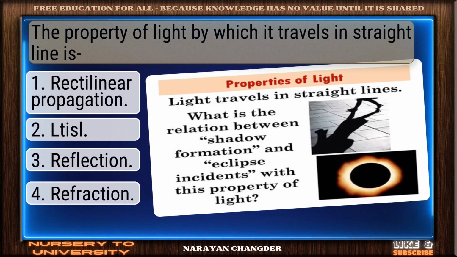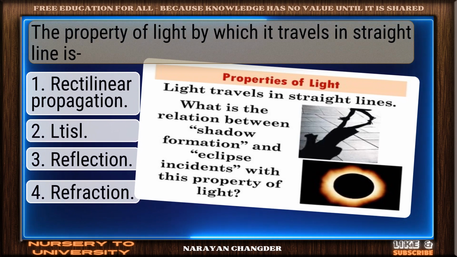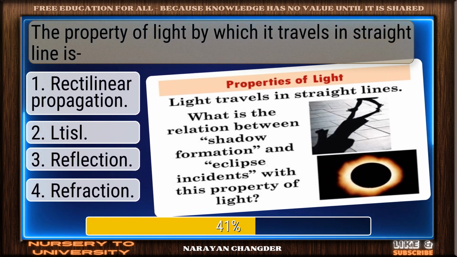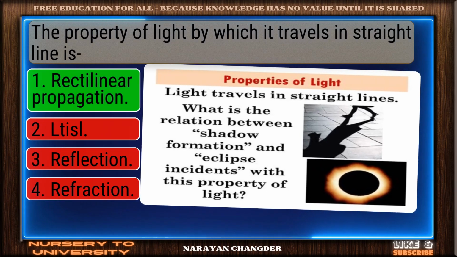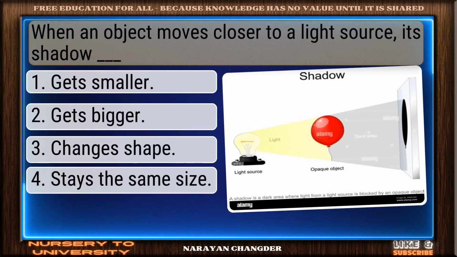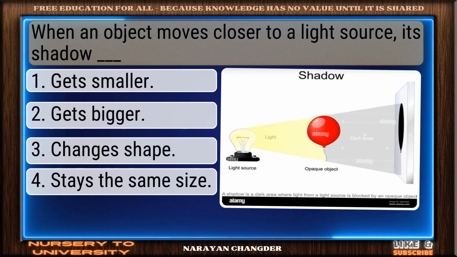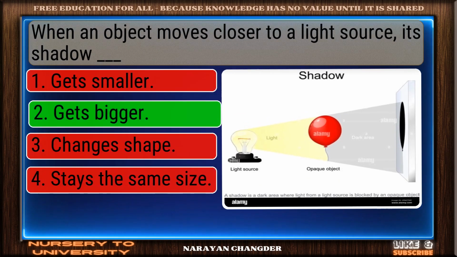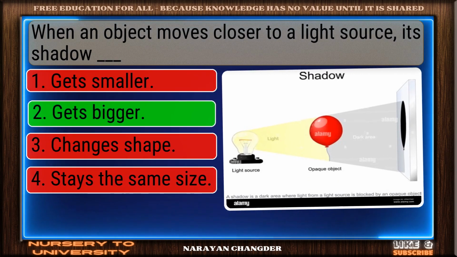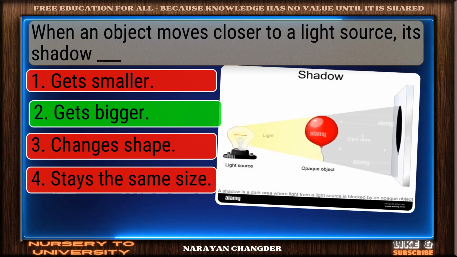The property of light by which it travels in straight line is. Right again. Rectilinear propagation is a valid answer. When an object moves closer to a light source, its shadow dash. You got it. Your choice gets bigger is right.